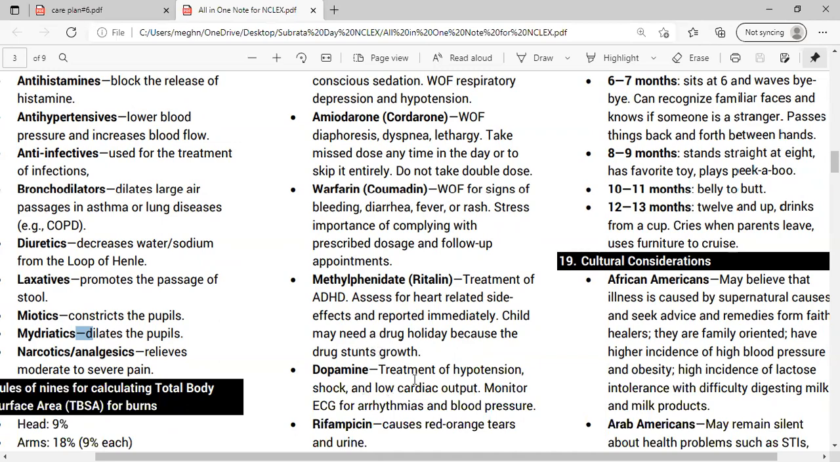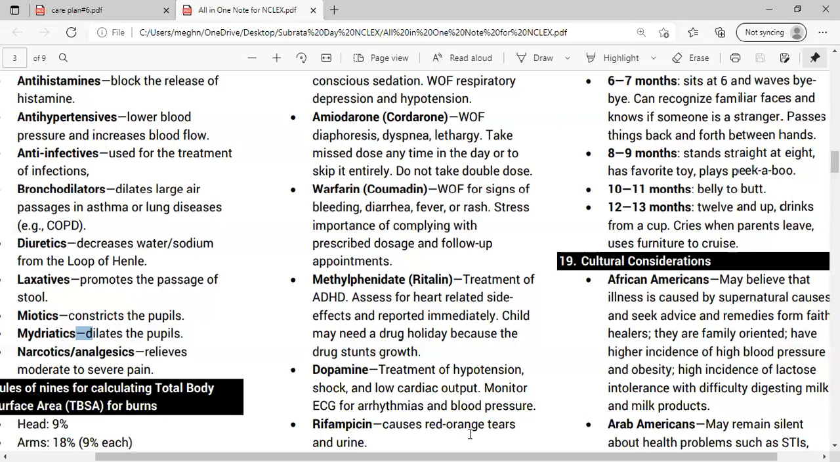So dopamine we use for treatment of hypotension, shock, or low cardiac output. When my patient takes dopamine, it is important to monitor EKG for arrhythmias and blood pressure.